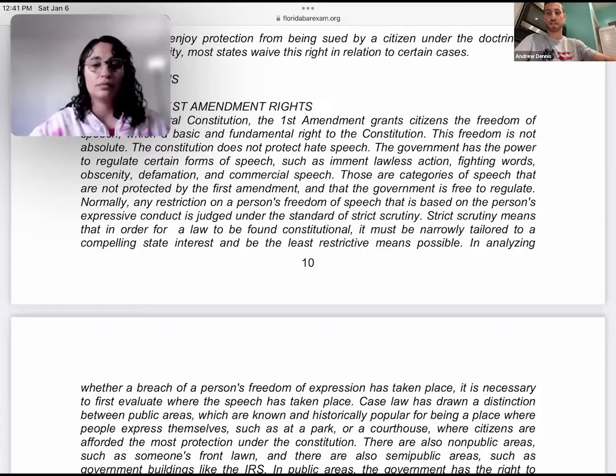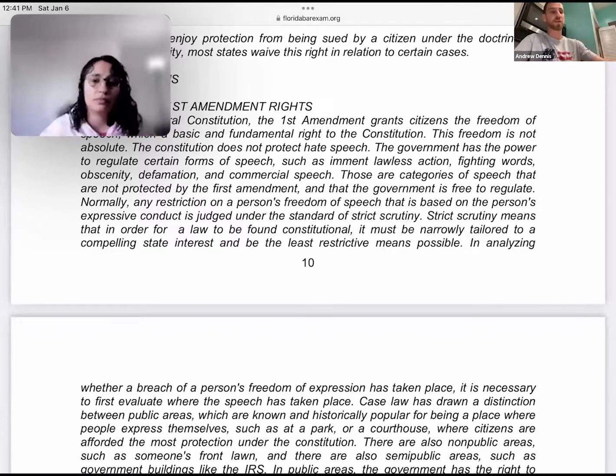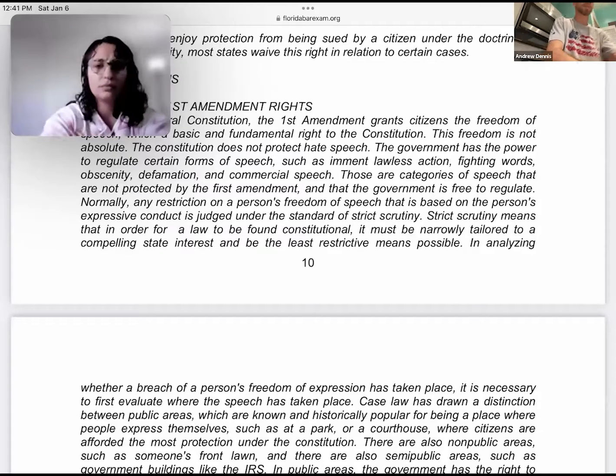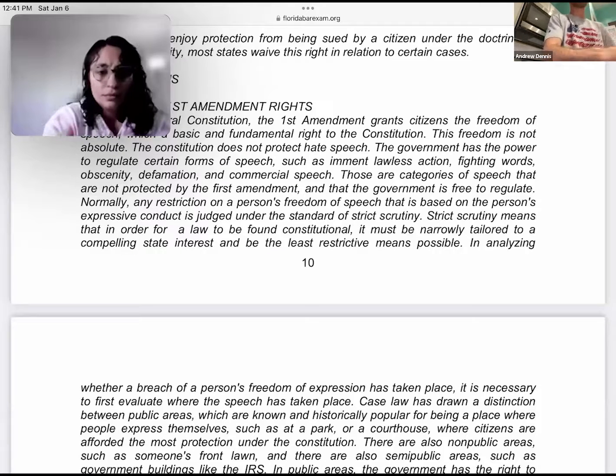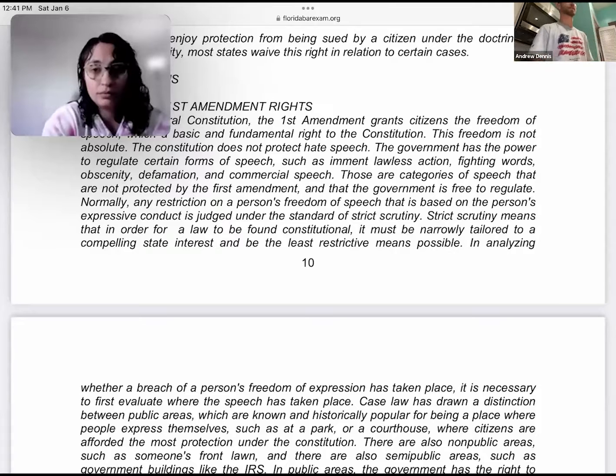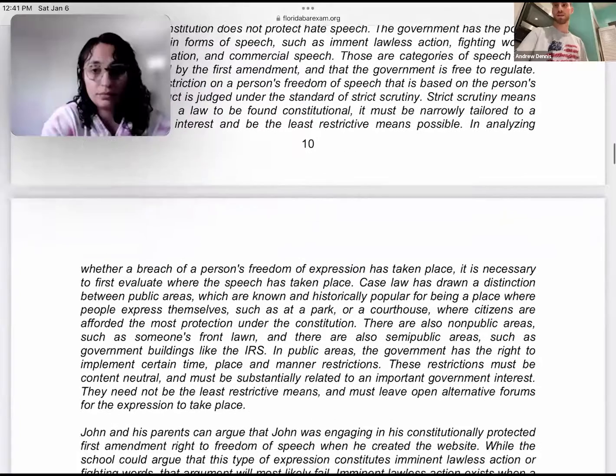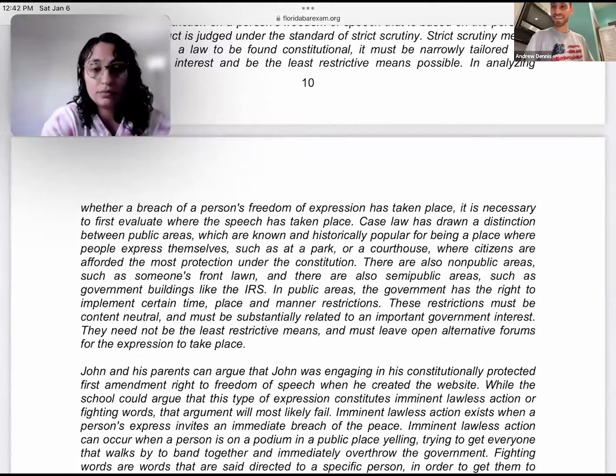In analyzing whether a person's freedom of expression has been violated, it is necessary to first evaluate whether speech has taken place. This is the conversation about forums. I sent an article in the Telegram chat that's 60 pages long. This is a very difficult concept in reality. Let's see how they keep it simple on the bar. It is necessary to first evaluate whether speech has taken place.